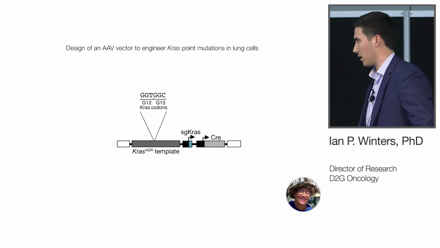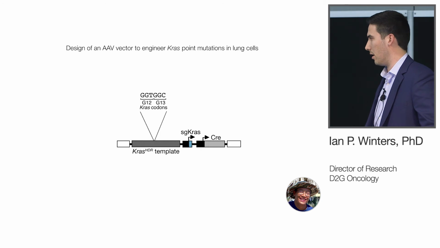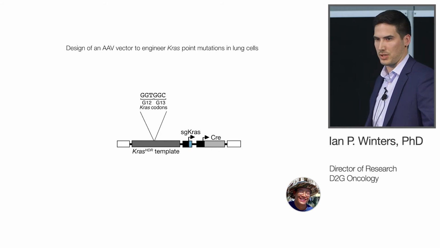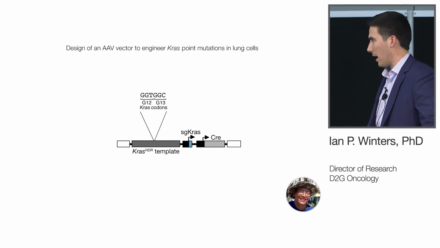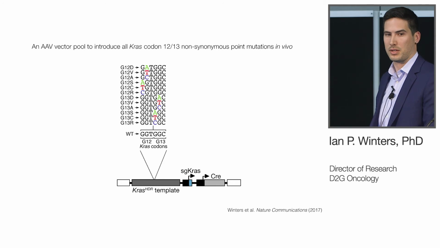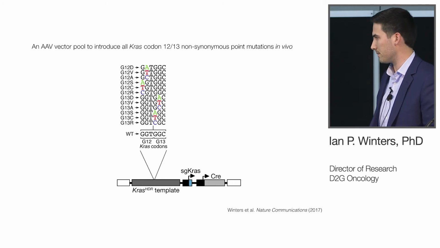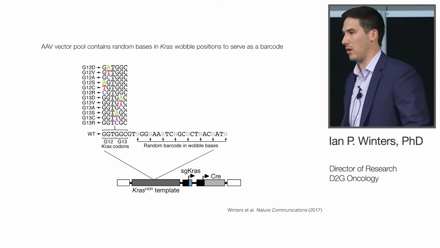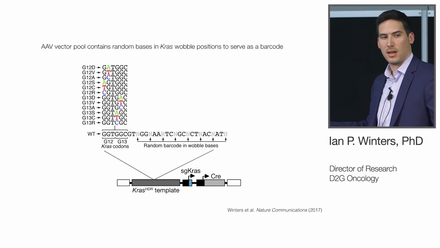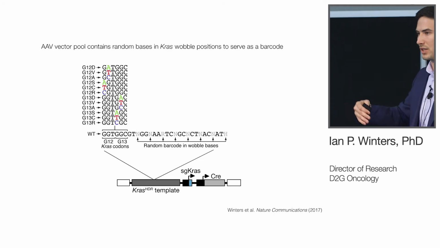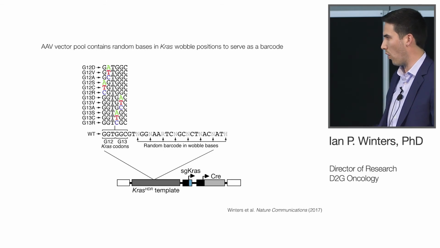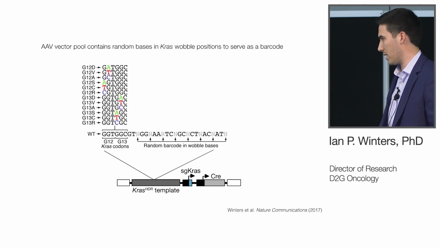So in collaboration with a postdoc in the lab, we created this AAV vector that has a KRAS homology arm with particular point mutations at position G12 and G13. We made this as a pool so that we can introduce all KRAS codon G12 and G13 non-synonymous point mutations. The other thing we added, to retain our ability to quantify things accurately, is silent mutations in the downstream codons that act as a barcode. Because we're going into the endogenous KRAS gene, we can't just have a random barcode. It needs to be in the wobble bases of the downstream codons. So this is how we tried to get around this.